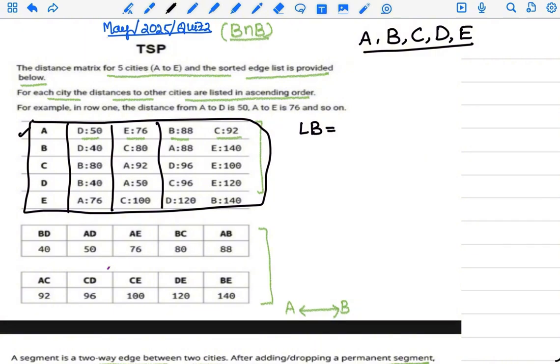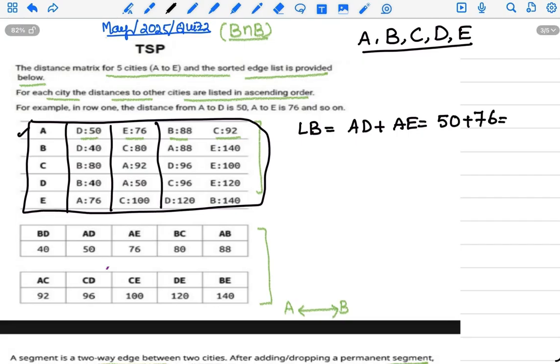So for node A, that is AD plus AE, and the distances are 50 plus 76, that is 126. And the next city is B. From B, the two lowest distances, the first lowest distance and second lowest distance, because these are in ascending order. So that is BD plus BC, that is 40 plus 80, 120.